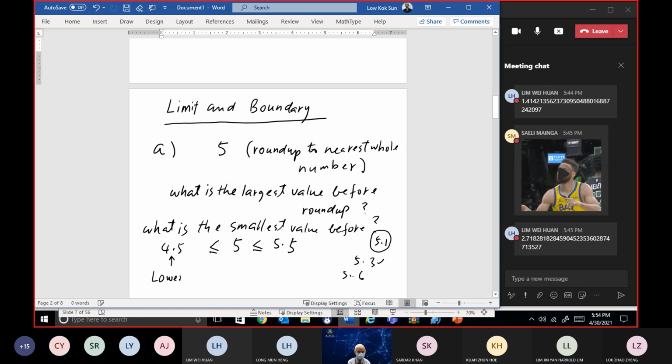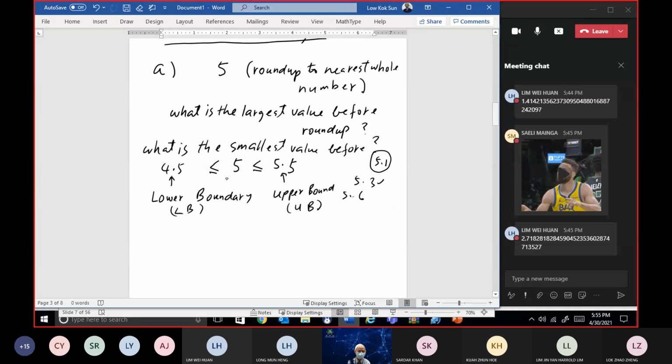Now this point is called the lower limit or boundary, the lower boundary. I call it LB, lower boundary. And this value is called the upper boundary. I just call it upper bound, UB. So the concept of accuracy of measurement comes from this lower bound and upper bound.